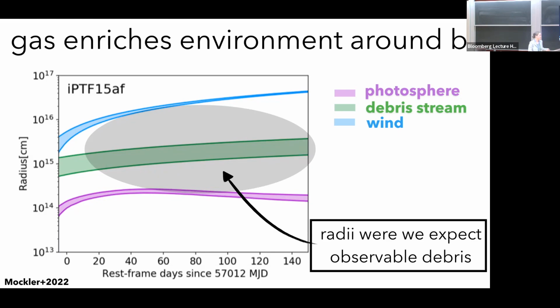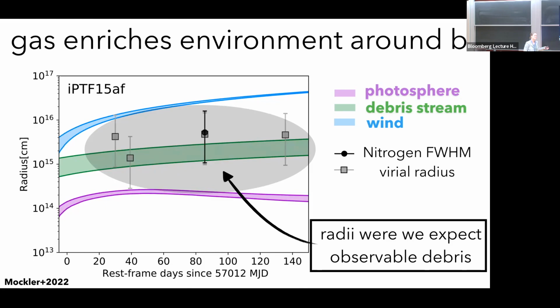And so if this material was already there before the TDE, we might expect it to be outside the wind radius. We might expect the line widths that we observe to be smaller. But in fact, if we assume a virial radius from full width half max lines, we find that the lines are somewhere in here. And so this could be due to rotation. It could also just be line broadening due to optical depth effects. But either way, it's really hard to explain them as being much further out, where we'd expect them to be if there was a pre-existing AGN.